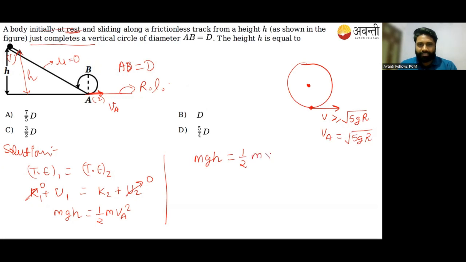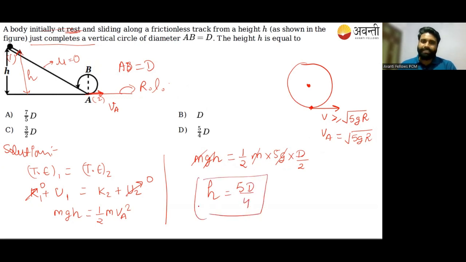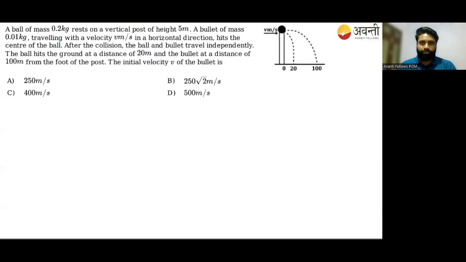So we put 5g and r is the radius, but here the diameter is given, so we put half of the diameter. From here, mg gets cancelled out. This height is nothing but 5 times d by 4. So the two concepts that we have used are, firstly, conservation of energy, and then the minimum velocity for completing a circular rotation. So option D is the correct option. Now move on to the next question.